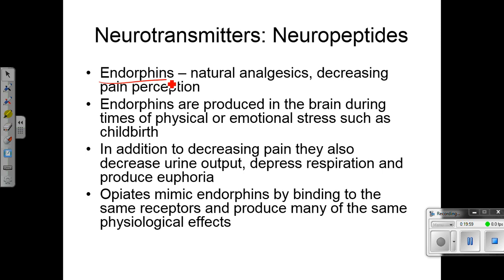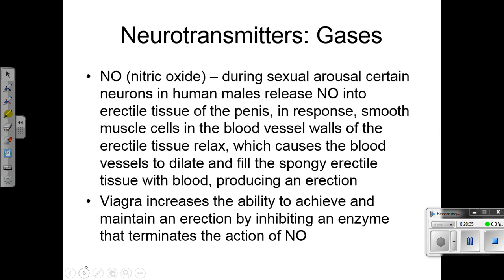Neuropeptides, endorphins, you've probably heard about those too. Natural analgesics, decreasing pain perception. If you get hurt, usually endorphins take over, and so you don't feel pain a lot of times early on. They're produced in the brain during times of physical or emotional stress, such as childbirth, and that's probably why we choose giving birth, even though it hurts. In addition to decreasing pain, they also decrease urine output, depress respiration, and produce euphoria. So even though you might be in pain, you may not feel that pain. Opiates are drugs that mimic endorphins by binding to the same receptors and produce many of the same psychological effects.